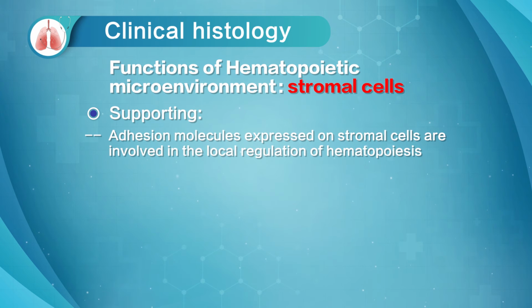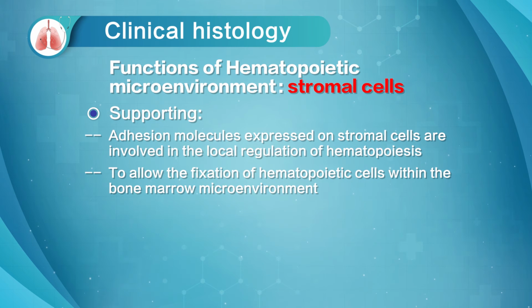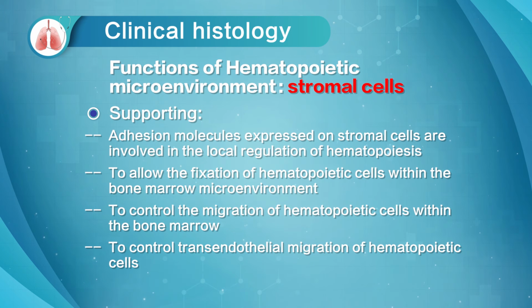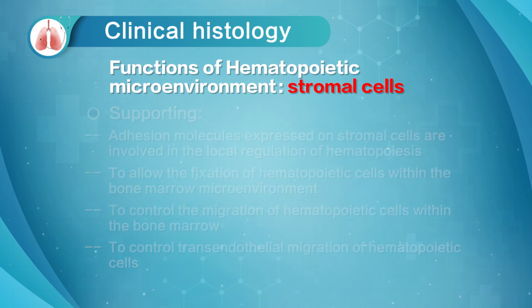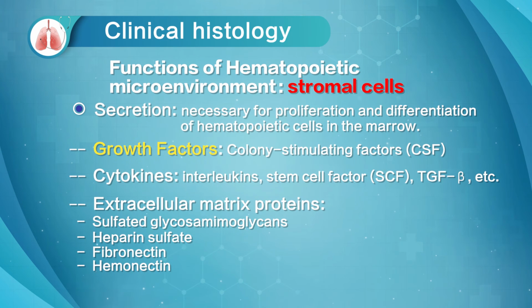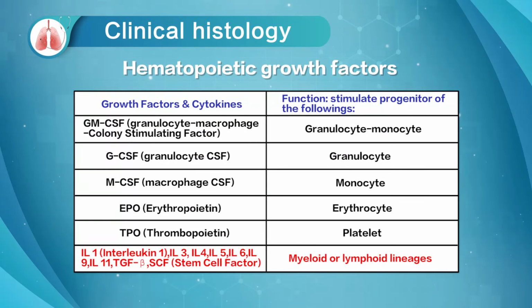Stromal cells express and secrete extracellular matrix glycoproteins and adhesion molecules to allow the fixation of hematopoietic cells within the bone marrow microenvironment, and control migration of hematopoietic cells within and out of bone marrow. They also produce hematopoietic growth factors and cytokines, which are glycoprotein hormones that regulate the proliferation and differentiation of hematopoietic progenitor cells and the function of mature blood cells. Here in this slide, we listed all the hematopoietic growth factors and cytokines required in hematopoiesis.